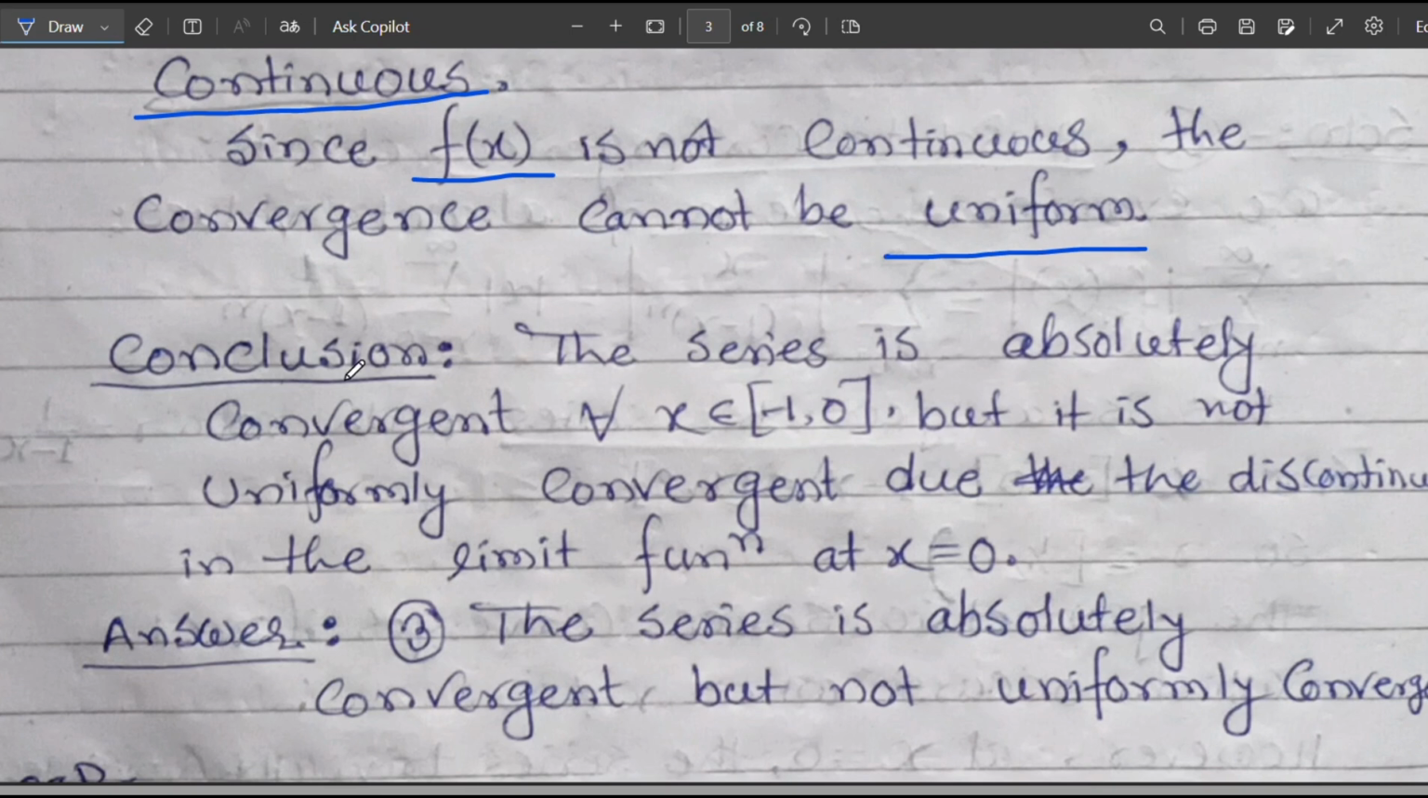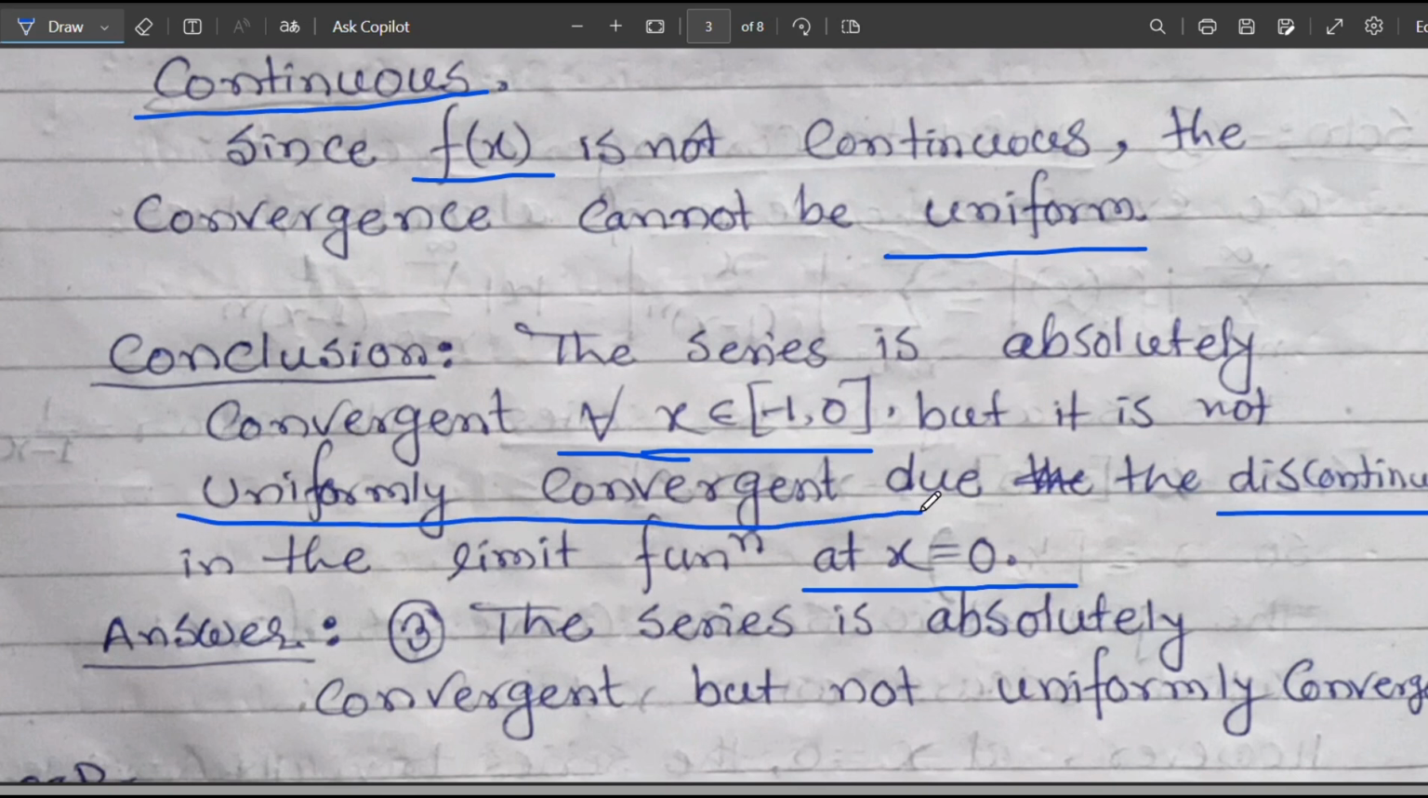So the conclusion is that the series is absolutely convergent for all x in the closed interval -1 to 0, but it is not uniformly convergent. It is not uniformly convergent due to the discontinuity in the limit function at x equal to 0. Why is it not uniformly convergent? Because it is discontinuous at x equal to 0. So the final answer is option 3: the series is absolutely convergent but not uniformly convergent. That's it.